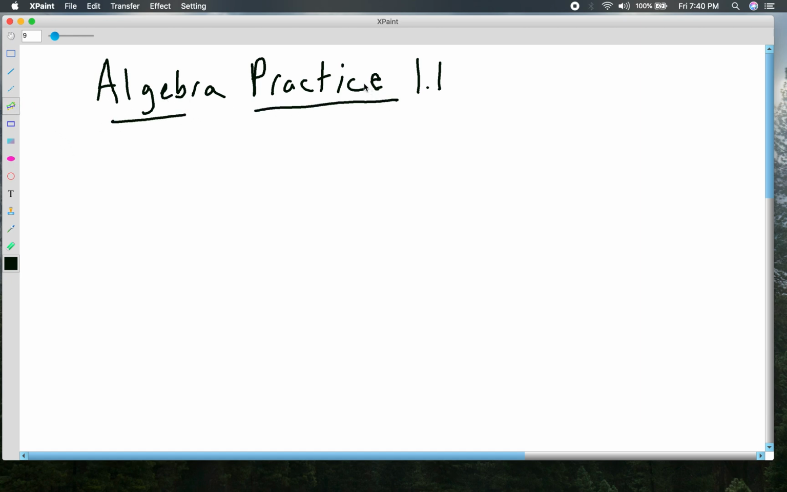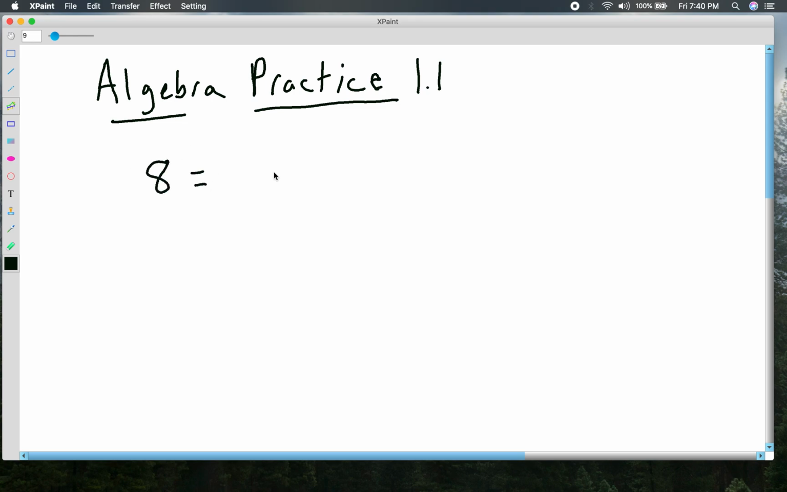Algebra Practice 1.1. All right, so the first thing you guys need to know is that algebra is all about balance. So I'm going to start out very simply and just go through the very basics of what all this means so that we can build up to do some harder algebra problems.